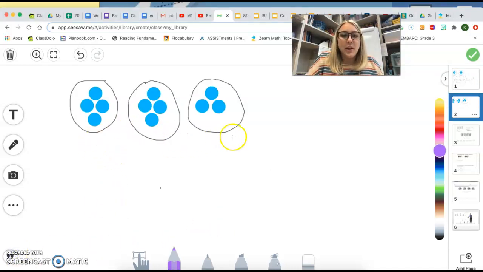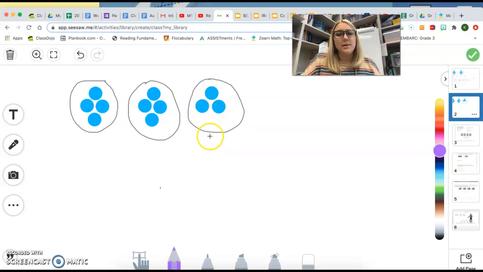Okay, so we're going to look at this example now. I want us to look at this. What is the difference between this one and the one that we just did? Well, I see that we have 2 equal groups of 4, but then I also see this other group over here. But is this equal?